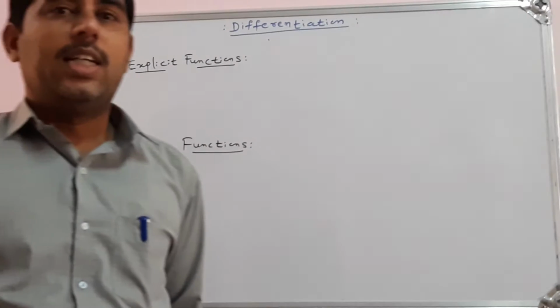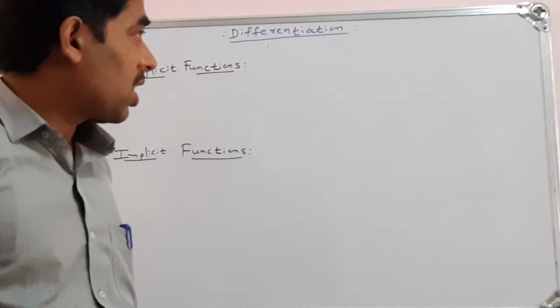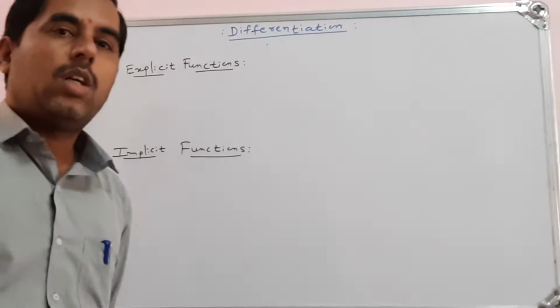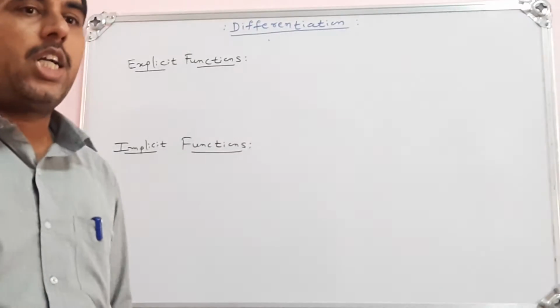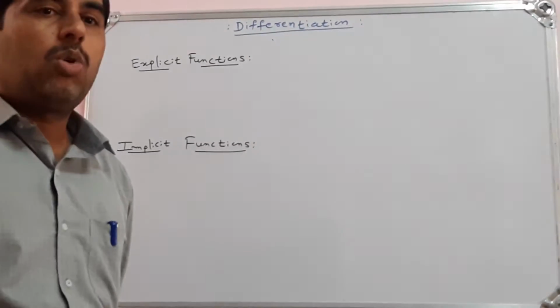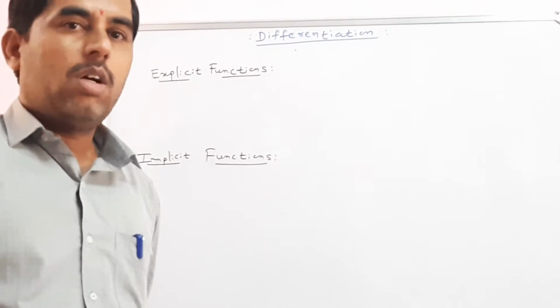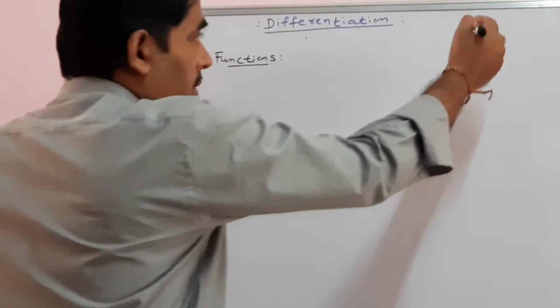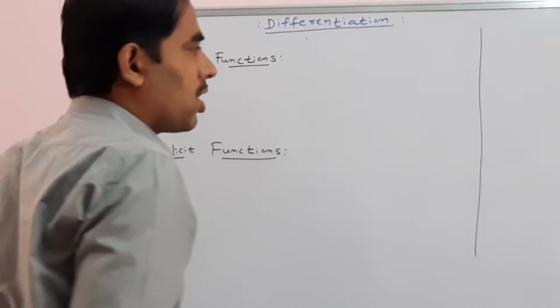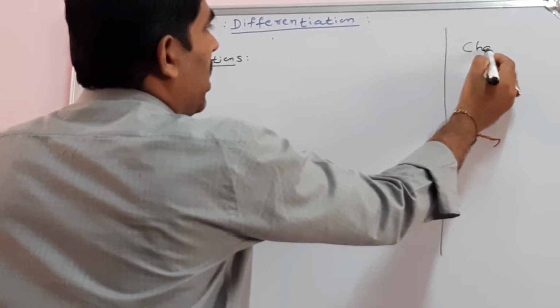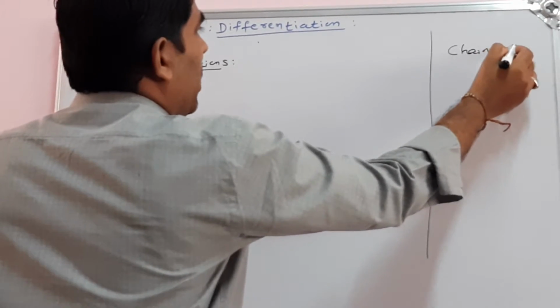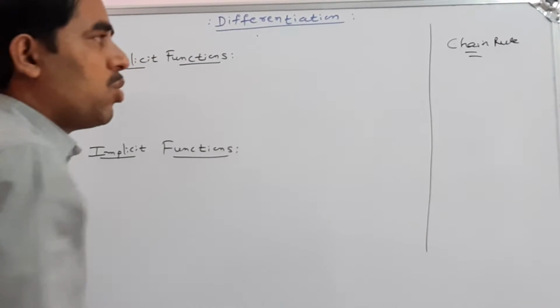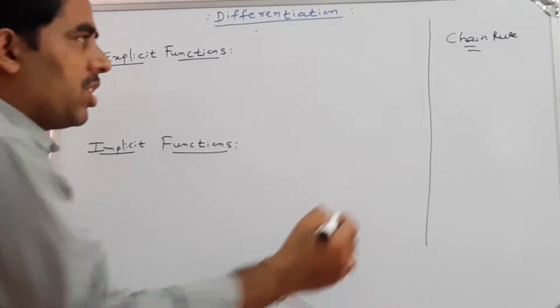Welcome to the class. In the last class, we discussed the derivatives of trigonometric functions and how to find the derivatives of composite functions by using the chain rule. So in our previous classes, we have discussed all these things. Chain rule: what is the meaning of this chain rule?